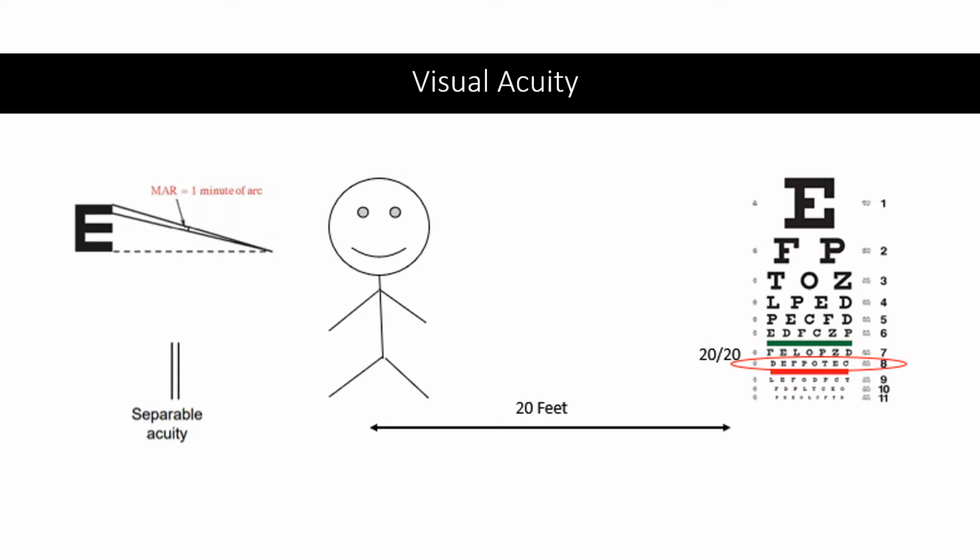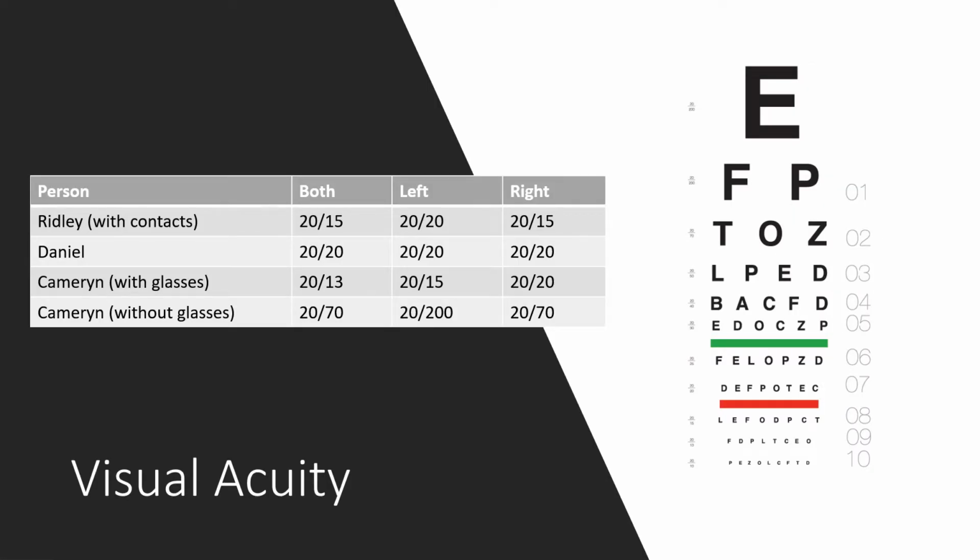improve someone's visual acuity. Cameron's eyes were not good without the glasses, but much better with the glasses on. Ridley, who's wearing contacts, had good vision. Daniel did not wear contacts or glasses and could read 20/20, so clearly he has the most superior eyes.